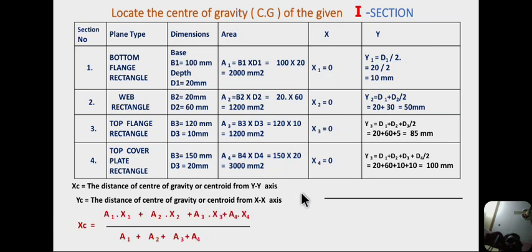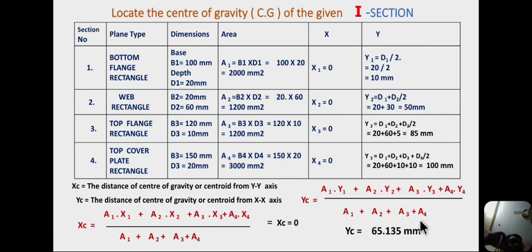X equal to A1 x1 plus A2 x2 plus A3 x3 plus A4 x4 divided by A1 plus A2 plus A3 plus A4. So the final answer is x equal to 0. In a similar way, yc equal to A1 y1 plus A2 y2 plus A3 y3 plus A4 y4 divided by A1 plus A2 plus A3 plus A4. That is yc equal to 65.135.